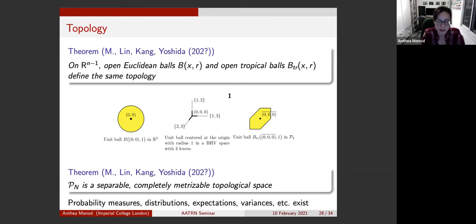So one of the things that we show is that the tropical tree space also has a nice topology. It actually has the same topology as Euclidean space. So the open Euclidean balls and the open tropical balls define the same topology. This here is an illustration if you're looking at BHV tree space with three leaves. This is what the open ball looks like with respect to the tropical metric. So you can see that the topology is really Euclidean, but here, this is the same ball in BHV tree space. So you get this weird kind of skeletal ball here.